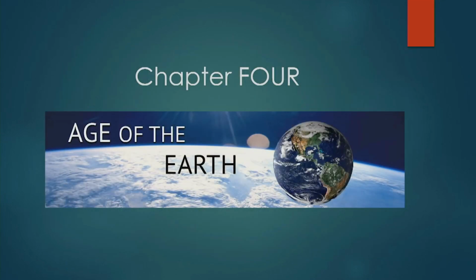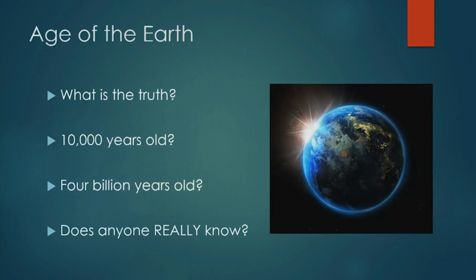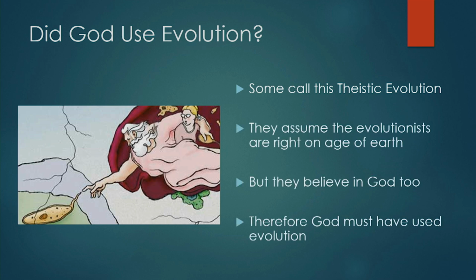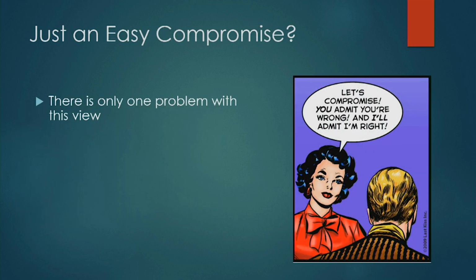Chapter 4, Age of the Earth. So, what's the truth? 10,000 years old? 4 billion years old? Does anyone really know? So, did God use evolution? Now, some call this theistic evolution, which assumes that the evolutionists are right on the age of the earth, but they believe in God too. Therefore, God must have used evolution to bring forth his creation. And I say, well, I just wonder if that's just an easy compromise.